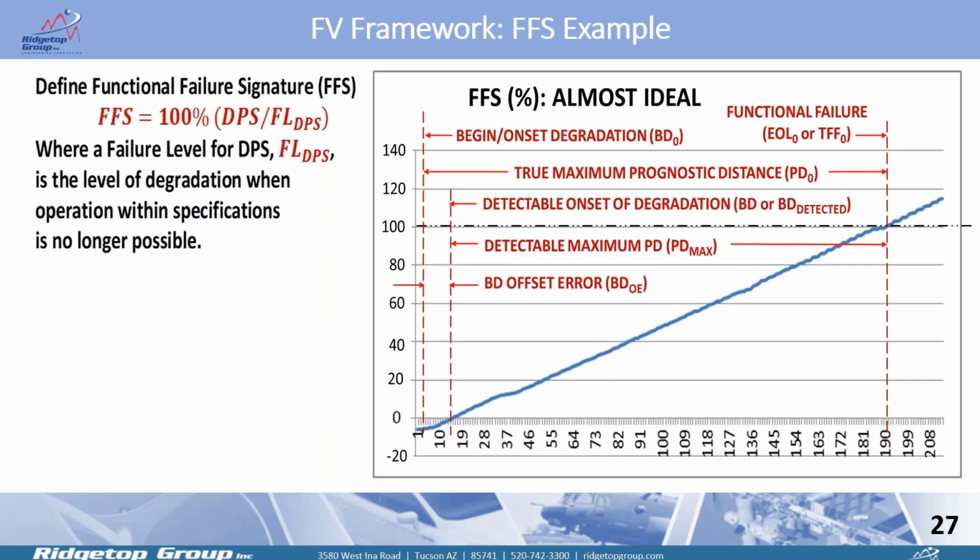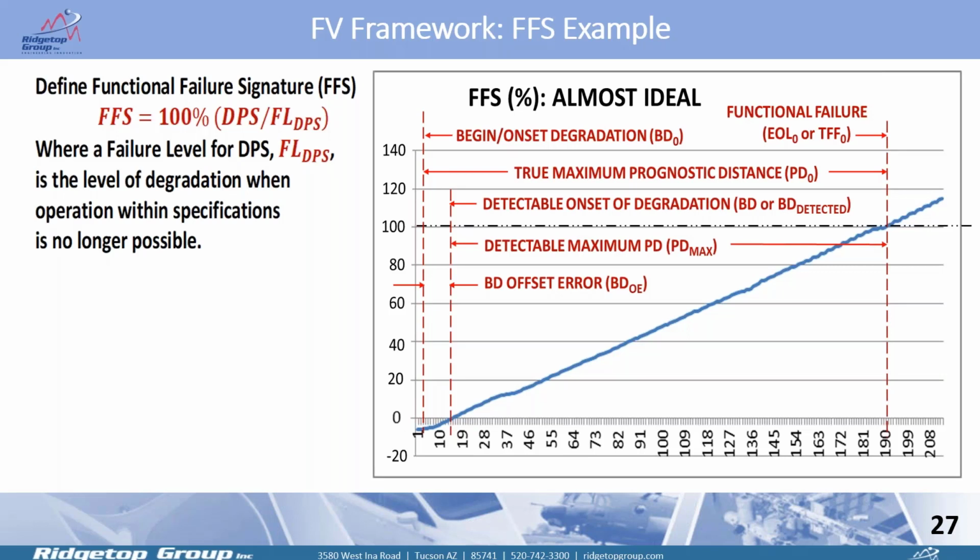Next. Okay, so I've done this, and I now want to convert my DPS into something that we call a functional failure signature. And here's a characteristic of a functional failure signature. You'll see that on the vertical axis, it's all percent.